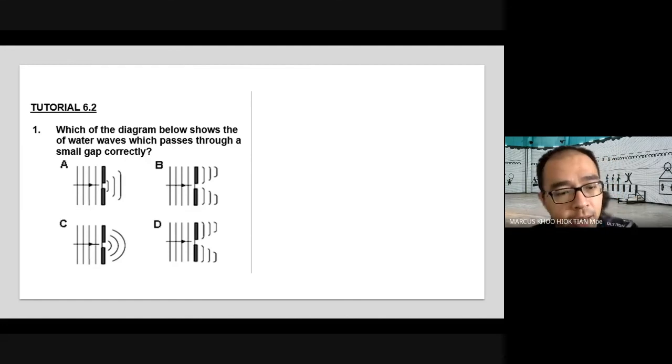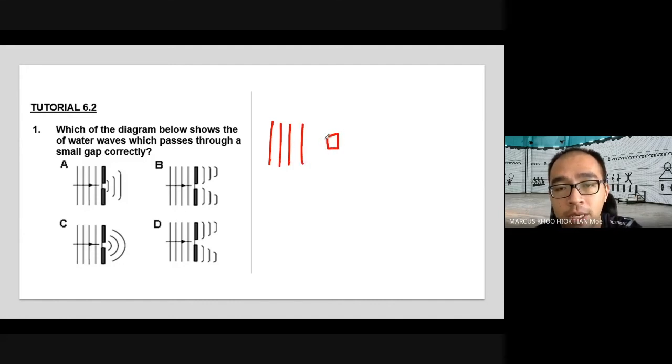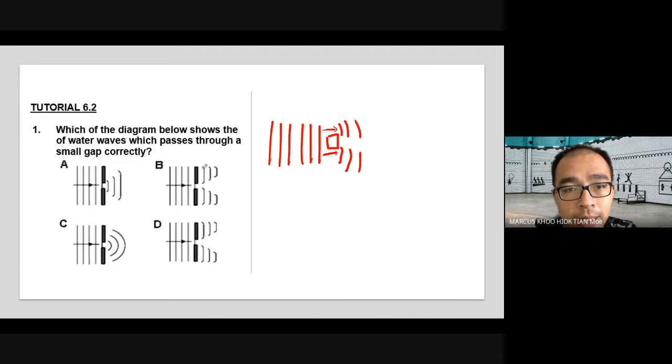So B, let me just explain to you. B is what actually happens after it passes through an obstacle. I'm just going to briefly draw this over here. Let's say you have the plane waves over here, so ugly, and you have an obstacle over here. Let's pretend this is a rock. What happens when it hits the obstacle is that the part where it hits the obstacle is obviously going to be stopped. So the ones that pass through are these ones. Then it's going to spread out in this way. So this is how diffraction happens when the wave passes through an obstacle.